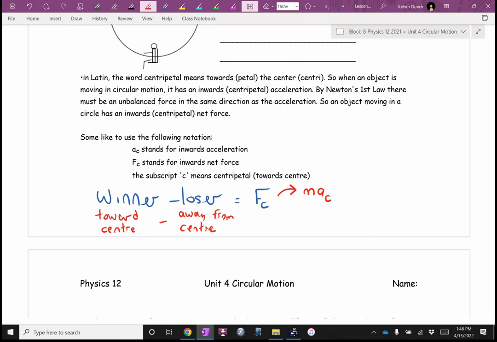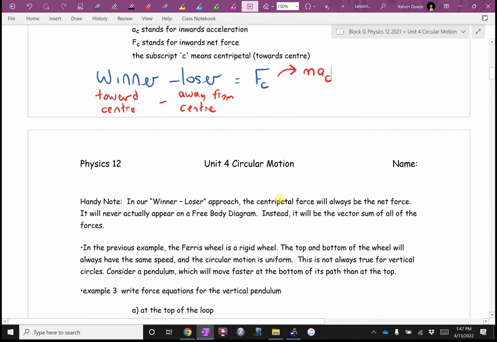Oh, and there's two versions of A, centripetal: V squared over R, or 4 pi squared R over T squared. Which one will you use? Depends what they give you or ask for. Let's try some with some numbers here.